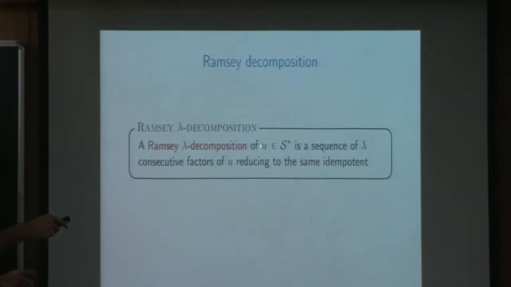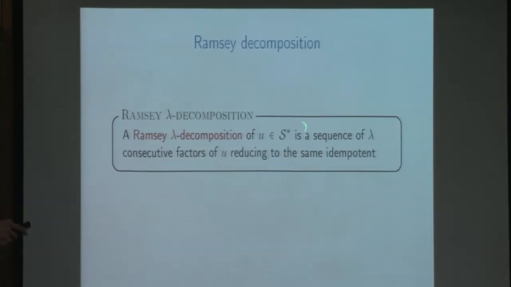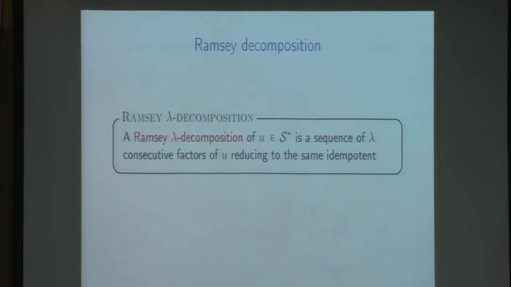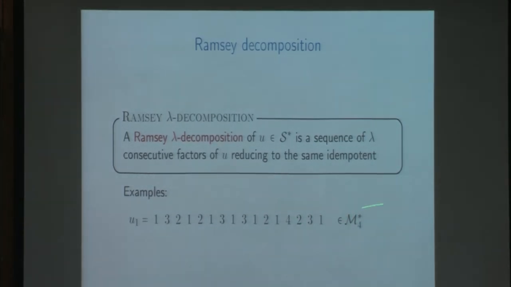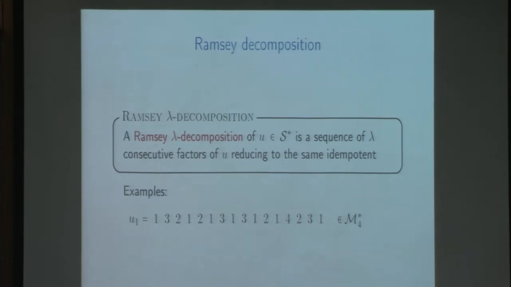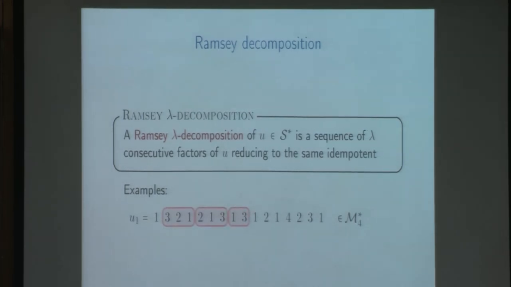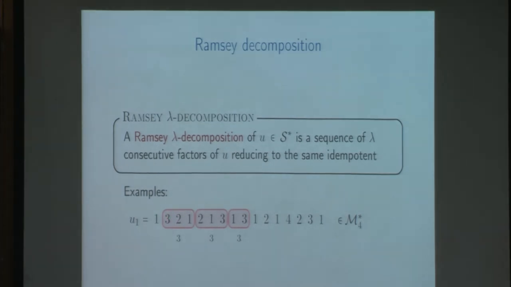If we're given a sequence U of elements of a finite semigroup S, we say that a Ramsey lambda decomposition of U is just a sequence of consecutive factors of U that all correspond to the same idempotent. Let's have a look at an example. It might be easier to understand with that. So here I have a sequence of elements of the max semigroup M4. Remember, it's the semigroup on four elements. The product is just the max. So for example, this is a Ramsey 3 decomposition. Why is that? Well, I have three factors. They are consecutive. And on top of that, the maximum in each of them is 3. And as I said at the beginning, 3 is an idempotent element of this semigroup.